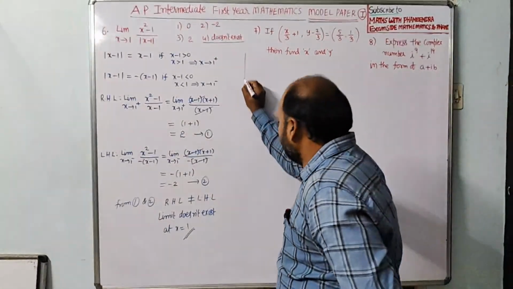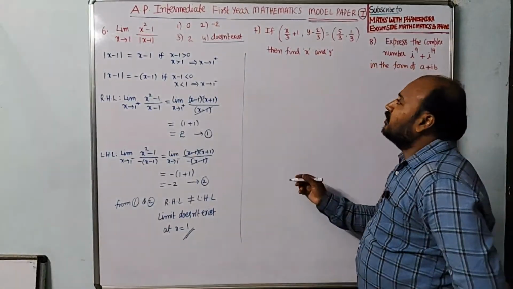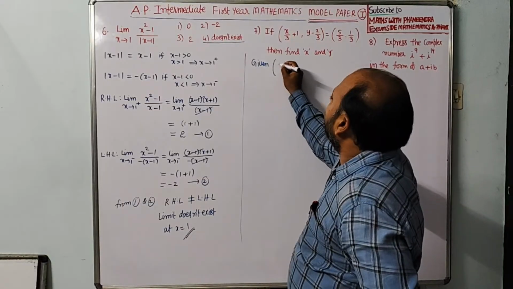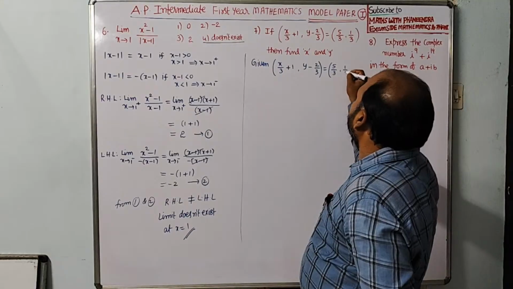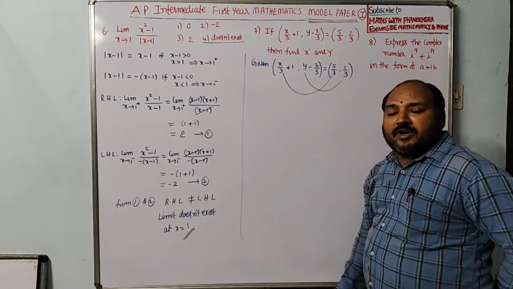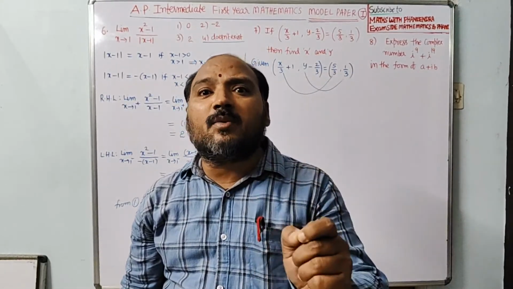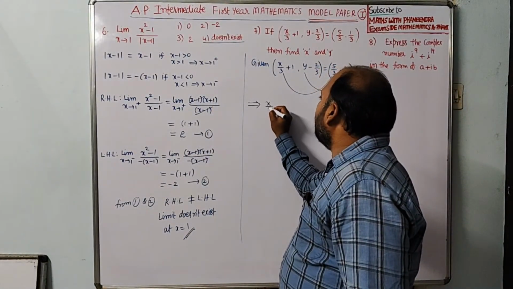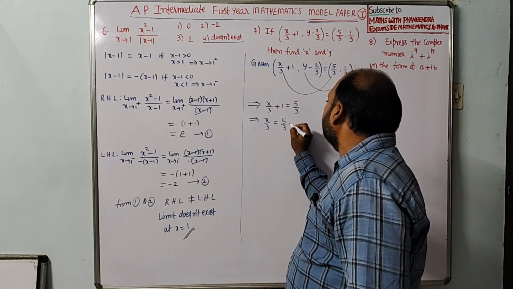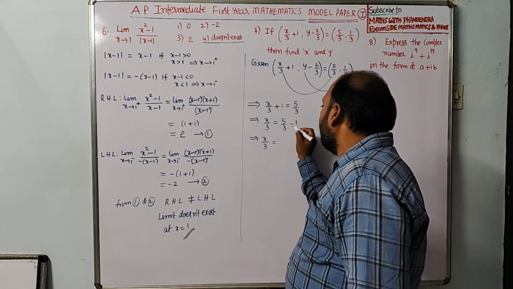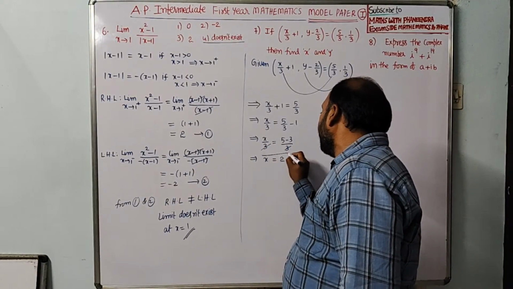Now come to question number 7. In question number 7, this is related to ordered pairs concept in relations and functions. First, ordered pair concepts. So first, given data you have to write it. Given (x by 3 plus 1, y minus 2 by 3) equal to (5 by 3, 1 by 3). Equating x coordinates, equating y coordinates. Two ordered pairs are equal if and only if their first elements are equal and second elements are equal. So that implies x by 3 plus 1 is equal to 5 by 3. That implies x by 3 equal to 5 by 3 minus 1. So x by 3 equal to (5 minus 3) by 3, sorry. So both sides the 3 gets cancelled. X is equal to 2.